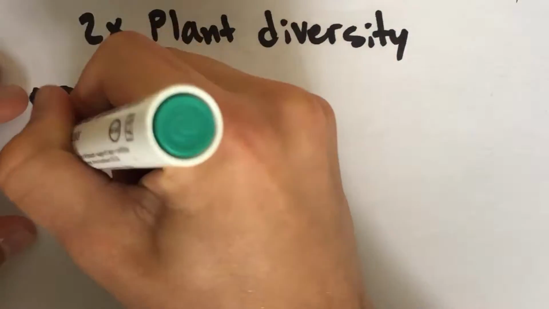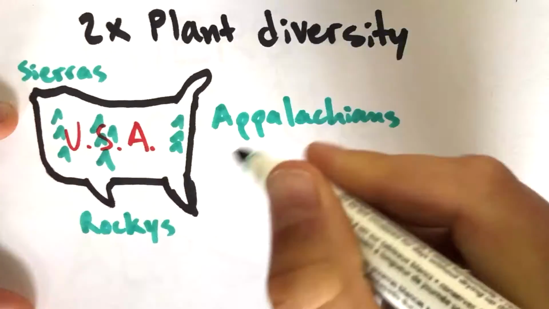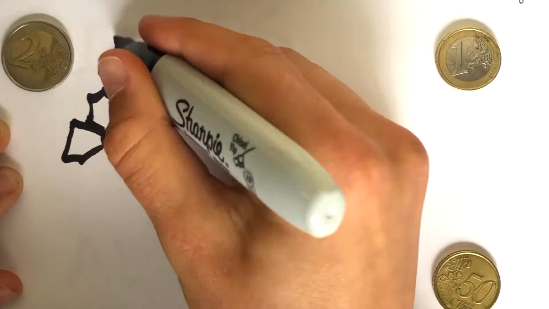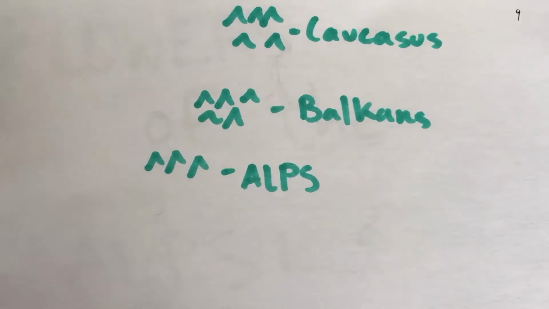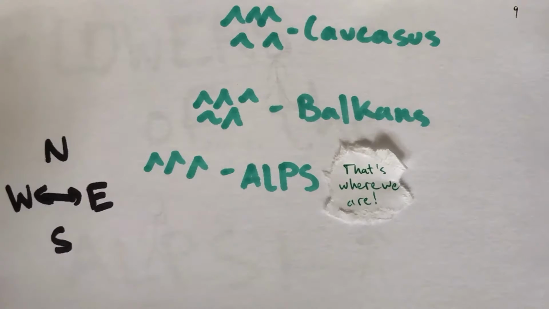The United States has over 2 times more plant diversity than Europe. Even though Europe covers a larger area than the US, it has half as much plant diversity. Why is that? The best explanation has to do with the position of mountain ranges across the US and Europe.